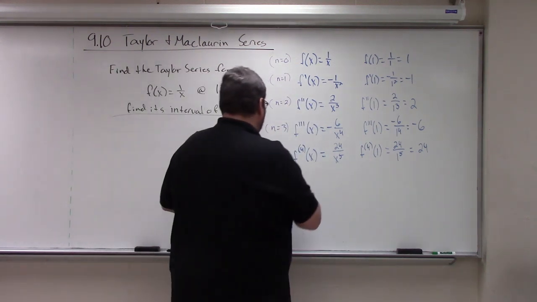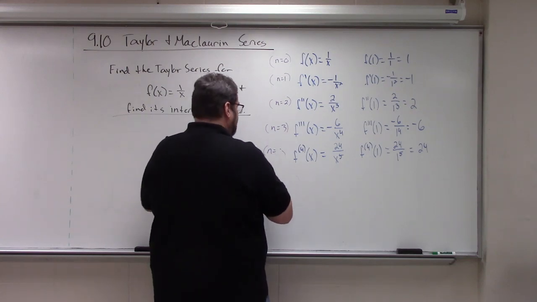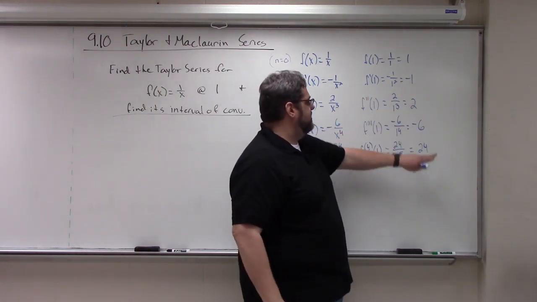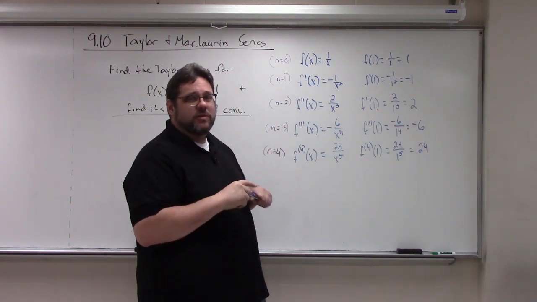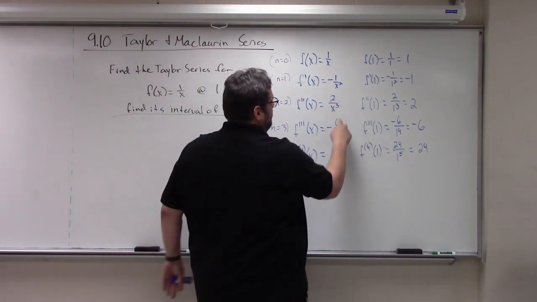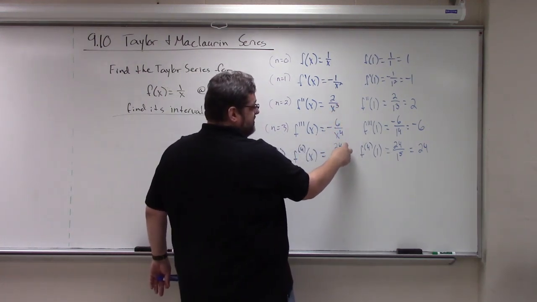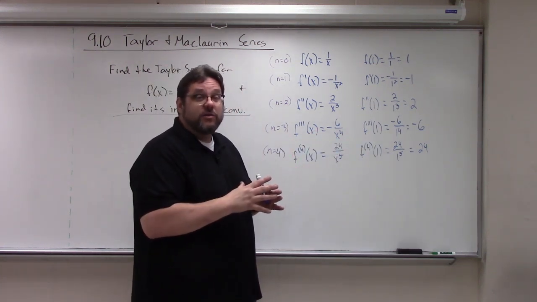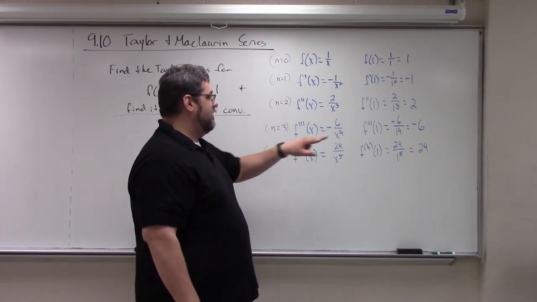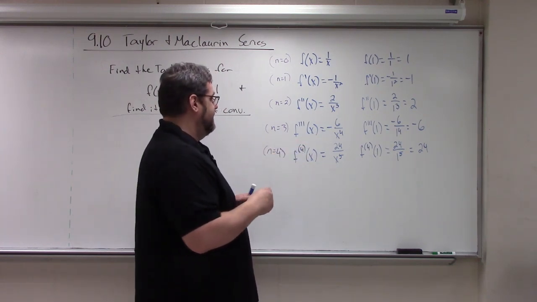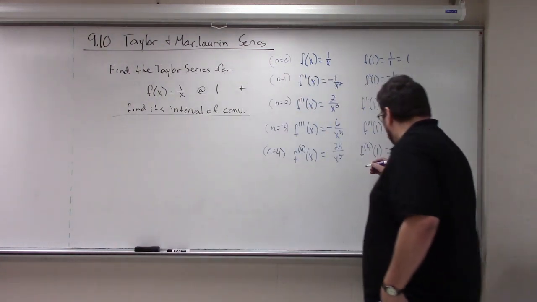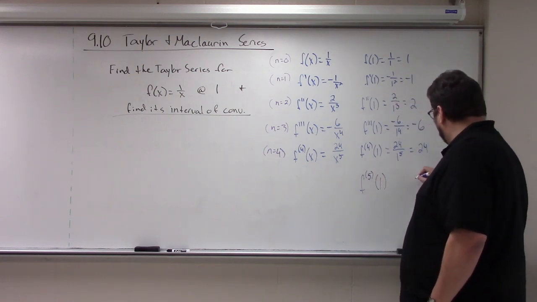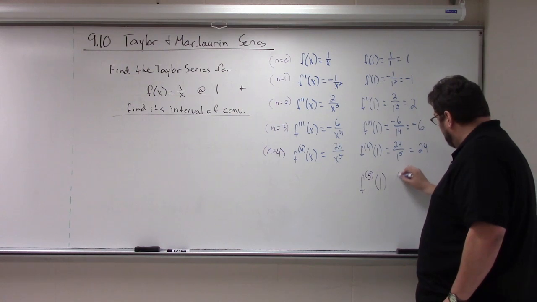So let's look at the numbers. Let's not look at the alternating pattern yet. Let's look at the numbers: 1, 1, 2, 6, 24. And in particular, let's look at what happened. We had 2, then we had 2 times 3, and this is 2 times 3 times 4. In every case, the value of the number is n factorial. So in general, I can say that the nth derivative of f at 1 is going to be n factorial, okay?